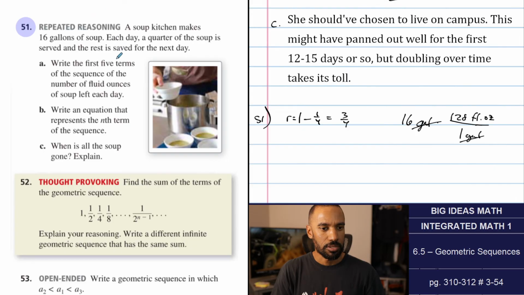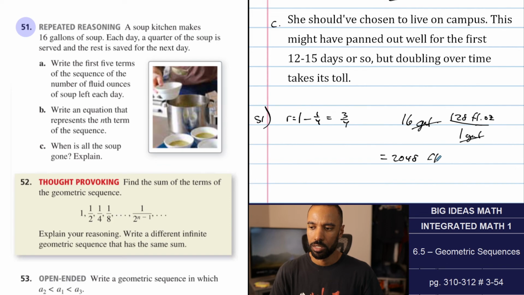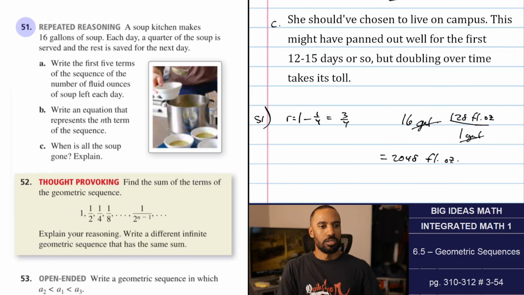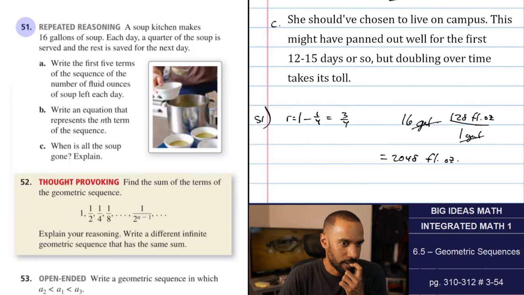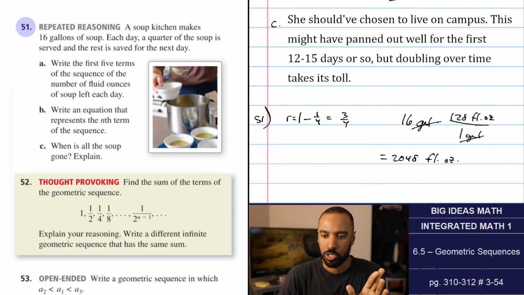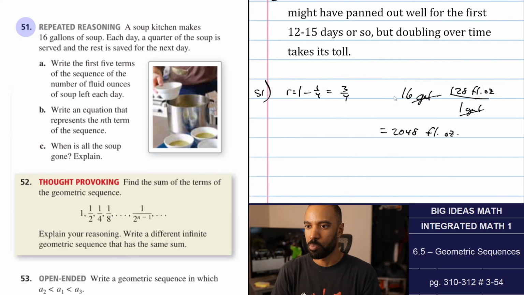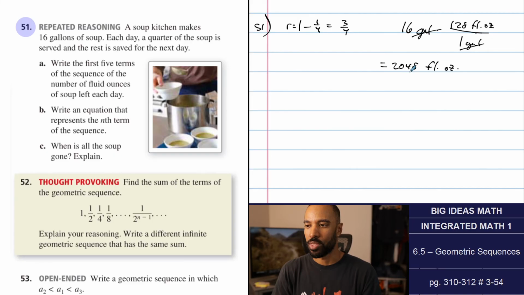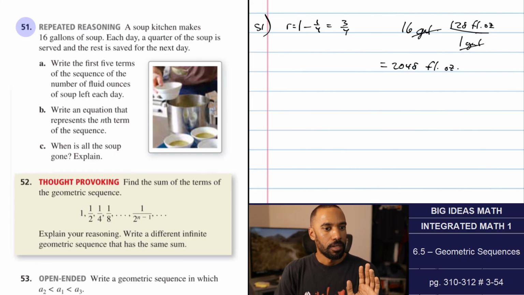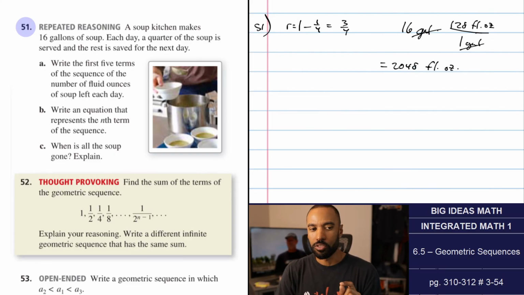So they make 16 gallons of soup. So 2,048 fluid ounces. So they make that many, and then each day a quarter of the soup is served. Hold on, let me check all my conversion things there first. Okay, just making sure I typed gallons there. All right, so that's there. So each day, a quarter of the soup is served.